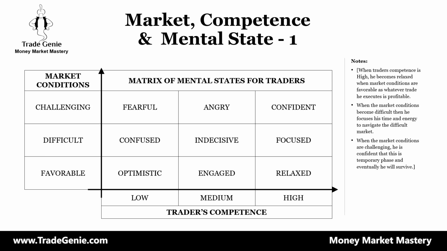Then the last one is the competence level. Same, the market condition is challenging, difficult, or favorable, and the competence is either low or high, and in between is medium. When the market condition is favorable, like Tesla, you cannot go wrong buying a Tesla weekly option on Robinhood, even though the competence is low. Because the market condition is favorable, you become optimistic and go all in on Tesla, one trade after the other. So: favorable, optimistic, no competence, buy Tesla weekly options.